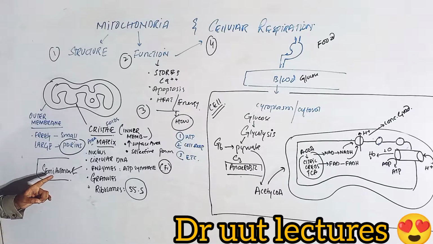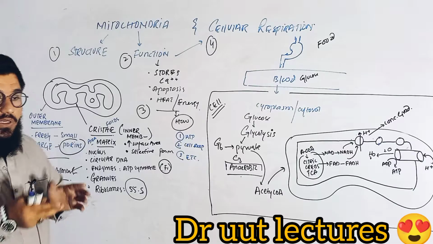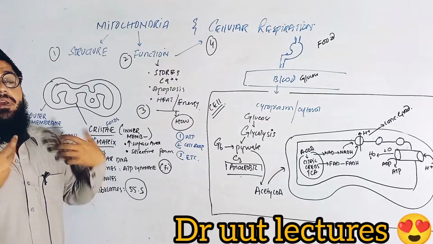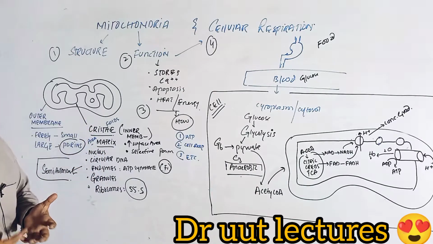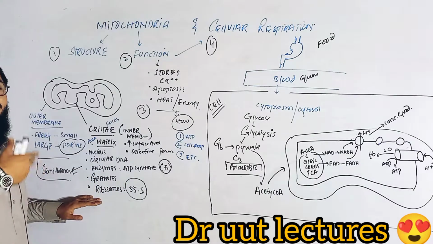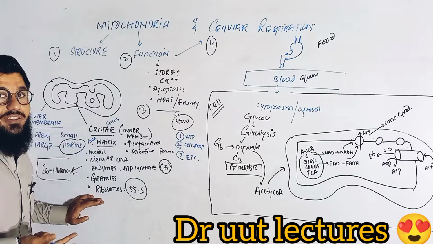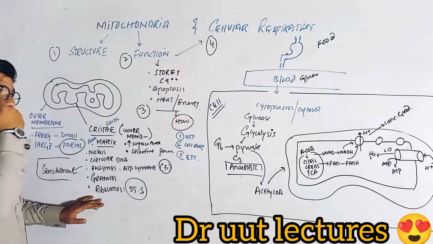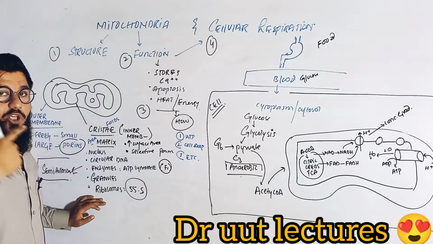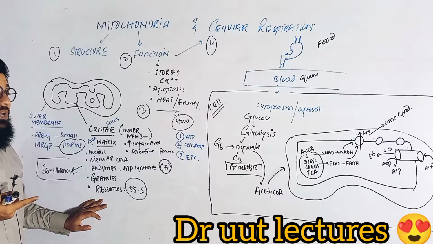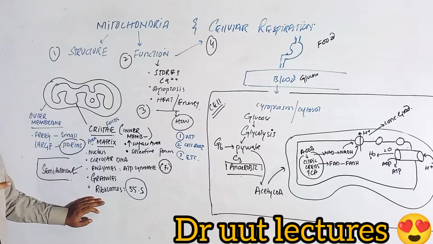Semi-autonomous organelle. I hope you're getting the point. Semi-autonomous means half, not complete, like when a person is autonomous to do something. Here the mitochondria is free to form its own proteins, because of which this organelle is called a semi-autonomous organelle. Why? Because it is synthesizing its own proteins. So this is called semi because of certain reasons.